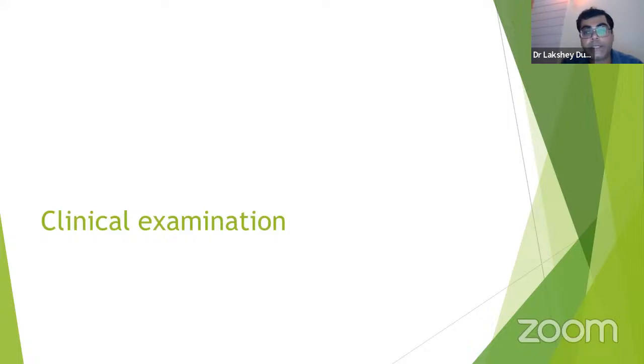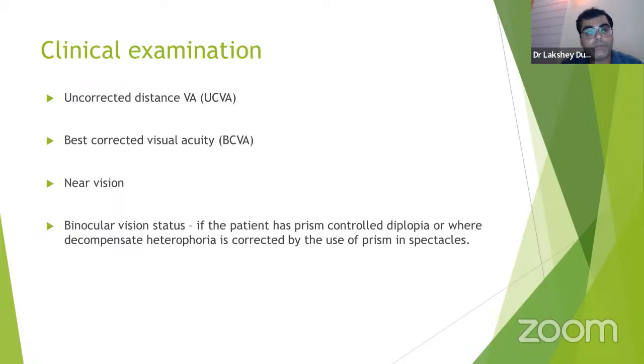After history, next is examination. We need to assess uncorrected distance visual acuity, best corrected visual acuity, near vision, and binocular vision status. In binocular vision status, we should note if a patient has any diplopia, which is corrected or controlled by prisms. If so, this needs to be considered, or a squint or pediatric ophthalmologist opinion has to be taken before planning LASIK.